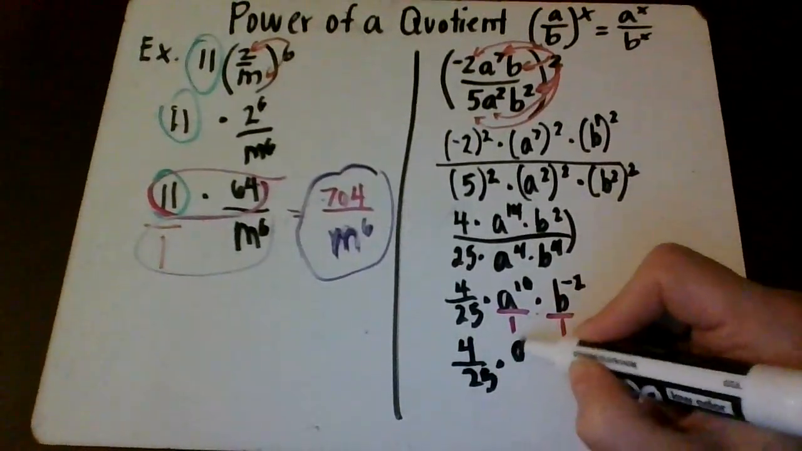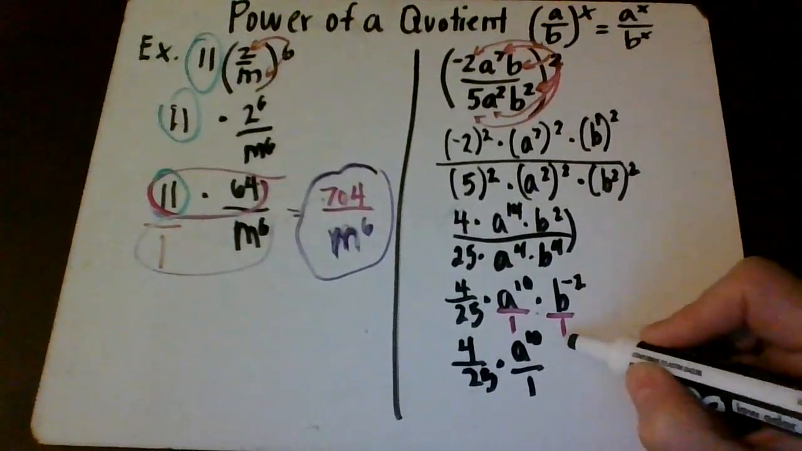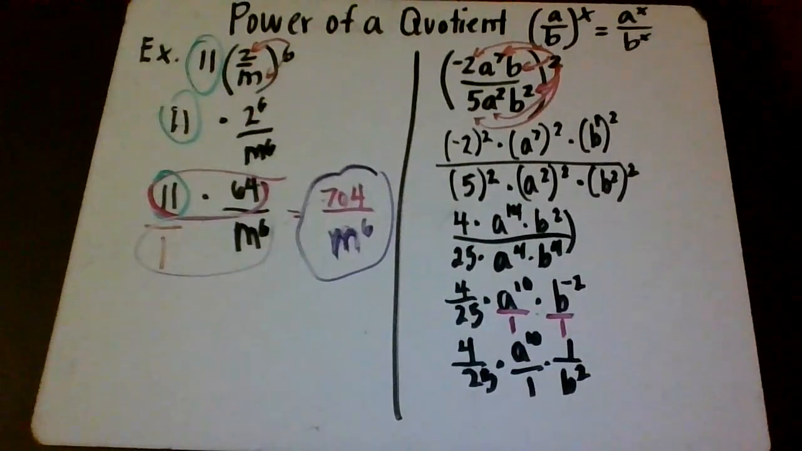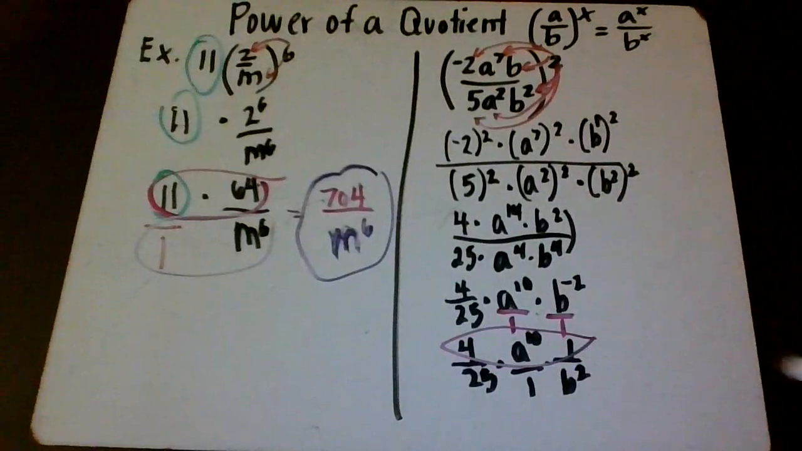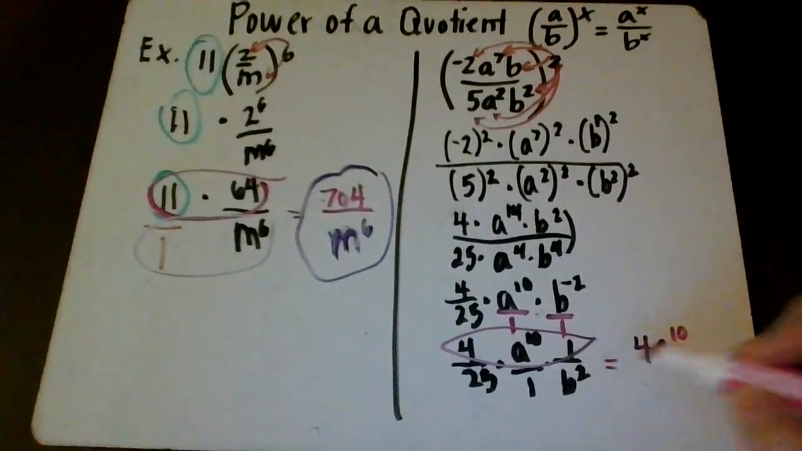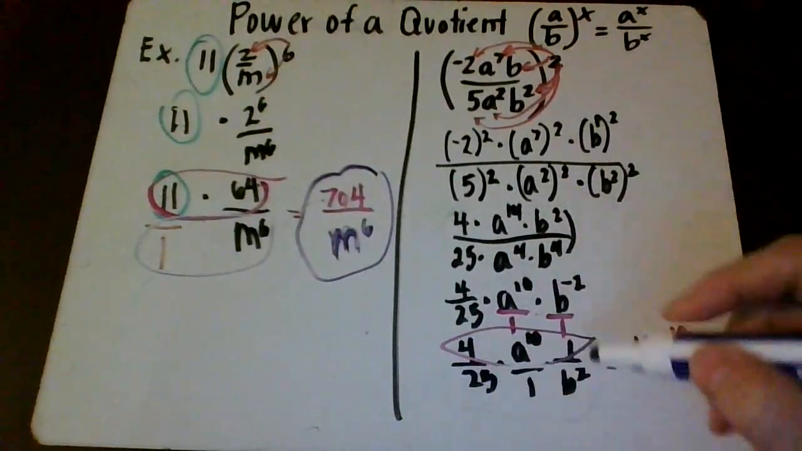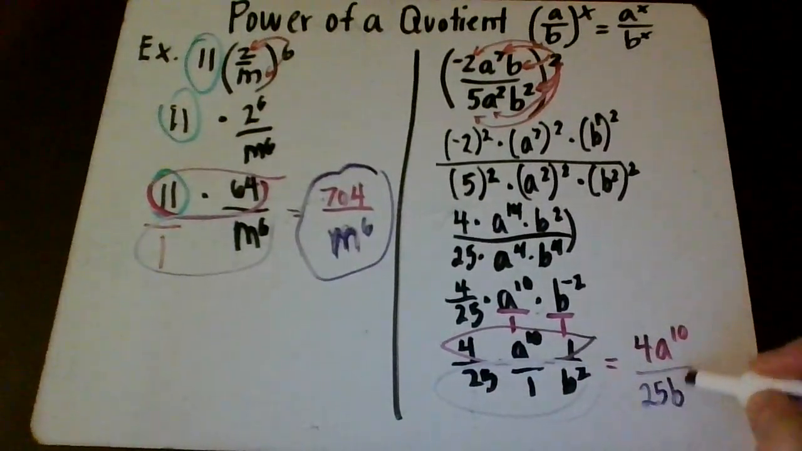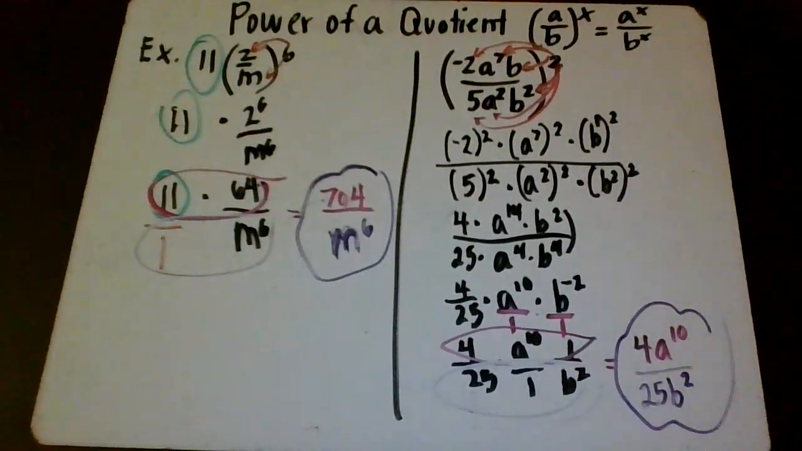I'm going to leave a to the 10th over 1. But here's where I have to take the reciprocal because it's a negative exponent. So I have to flip it. Next, I'm going to take everything in the numerator and multiply it together. So 4 times a to the 10th would be 4a to the 10th. And then take everything in the denominator, which is 25 times 1 times b squared, which would be 25b squared. And ladies and gentlemen, that is your answer.